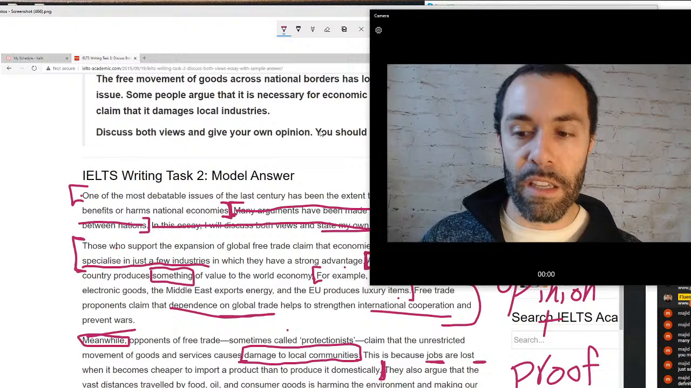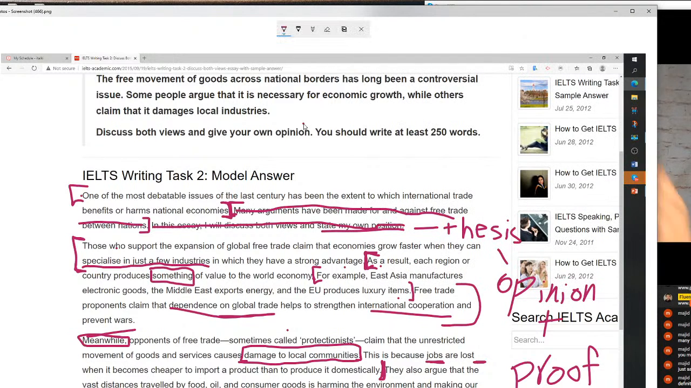Meanwhile can mean a continuation, okay? But I don't personally have an issue with the meanwhile here. I think it's okay. Are there other transitions you could use? Yeah, sure, but I personally think it's okay. So they also argue that vast distances traveled by food, oil, and consumer goods is harming the environment. Notice that distances is plural. This really should be are. So it is just a little grammar.